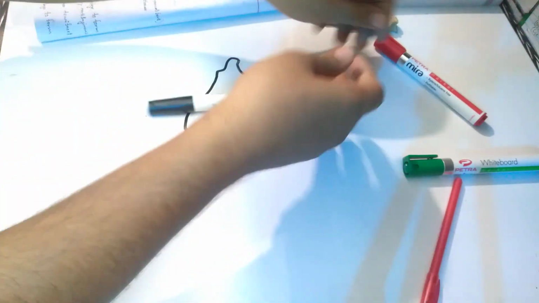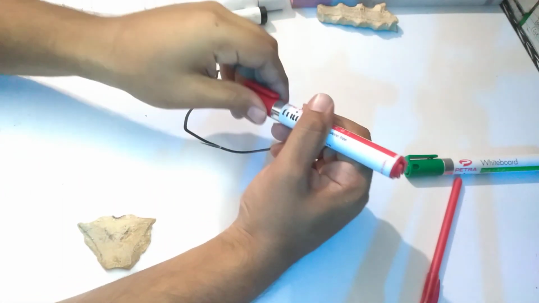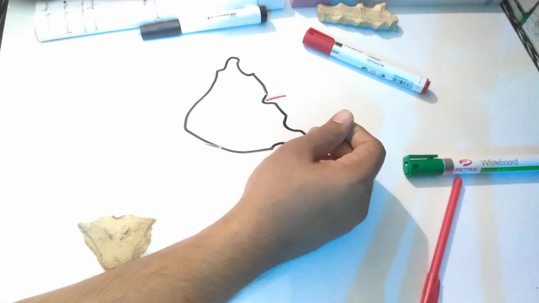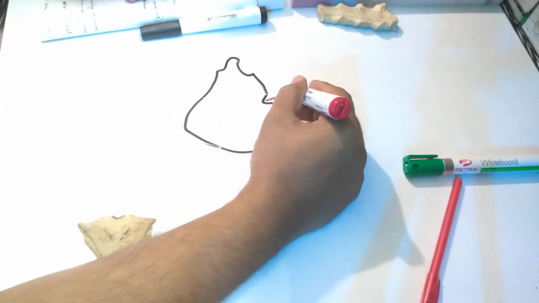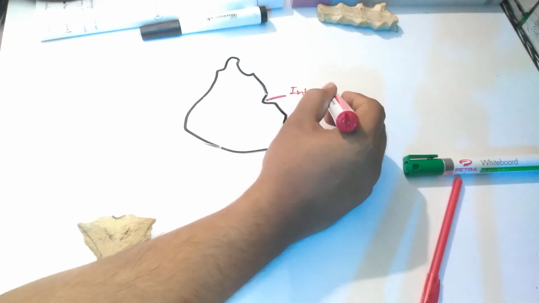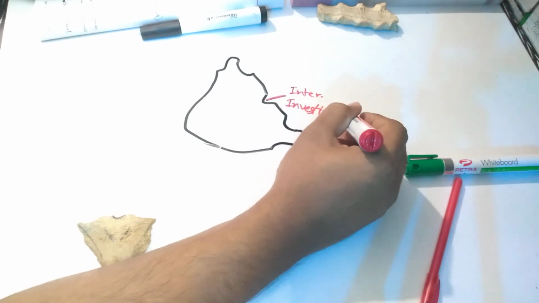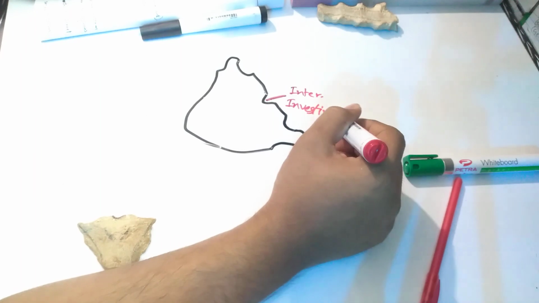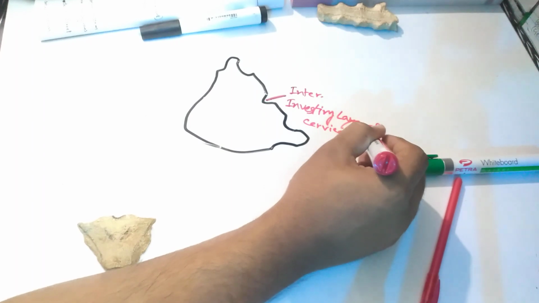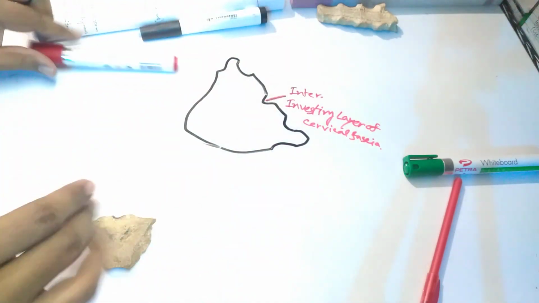Here are attachments: interclavicular ligament and investing layer of cervical fascia. Interclavicular ligament and investing layer of cervical fascia, the two attachments.